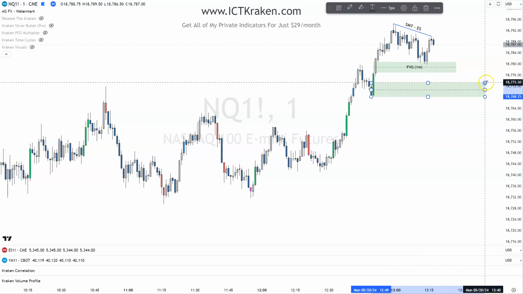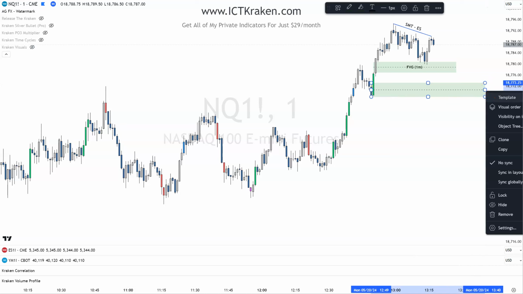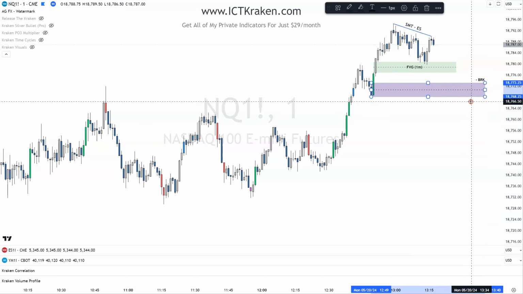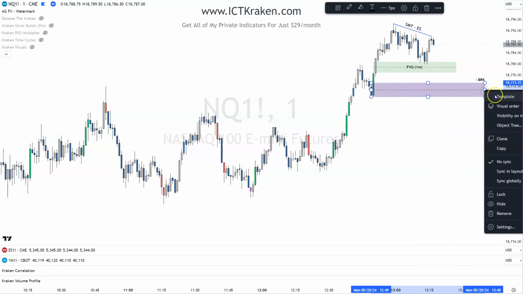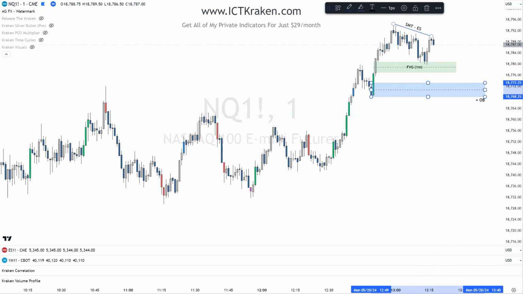Just marking this off if I'm going short. Once we pass through this, this would be a breaker. It's not a breaker right now. Right now it's just an order block, so I'm going to make it be an order block. Okay.